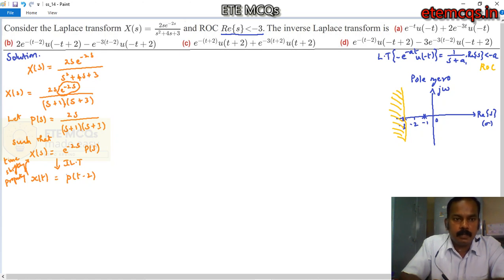Now let us go ahead and apply the method of partial fractions. Let me take this as equation number 1, this one as equation number 2.